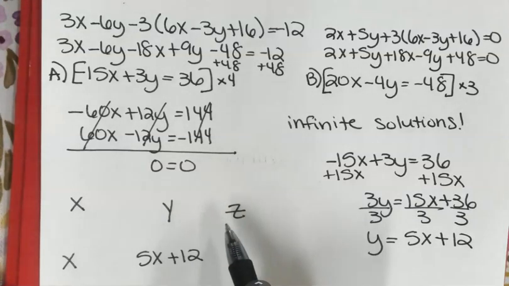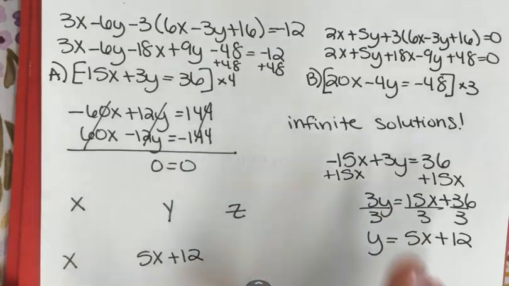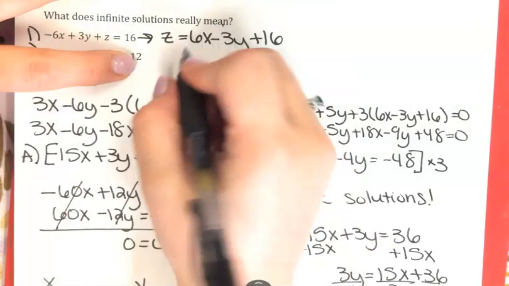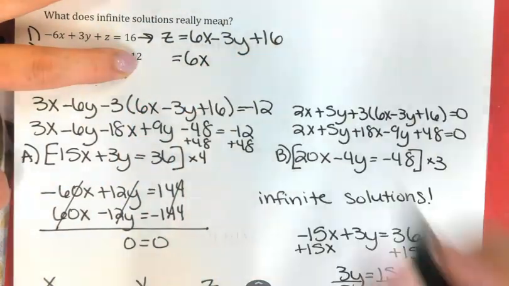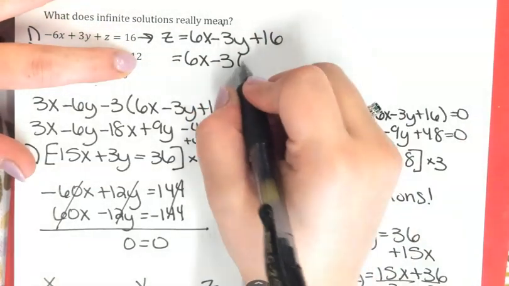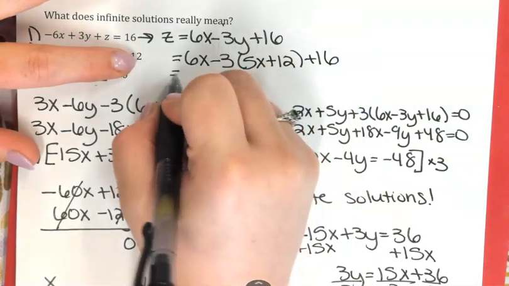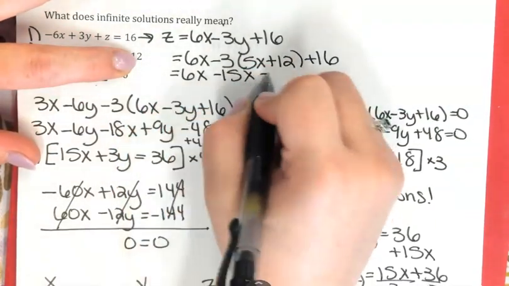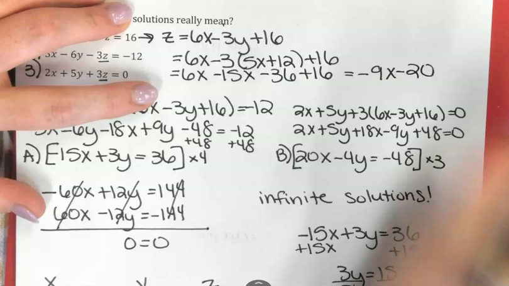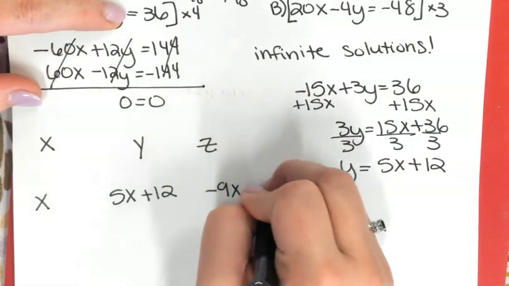Okay, now the last thing I need to do is find z. So I need to plug in this expression for y and leave x alone and get z. So what I can do is use this first equation that we started with to make that happen. So this will be, pardon the bell, 6x minus 3 times, I'm going to plug in what we just solved for y, 5x plus 12 plus 16. So I'm going to distribute that negative 3, and I'm going to get negative 9x minus 20. So whatever x is, z will be negative 9 times that number minus 20.